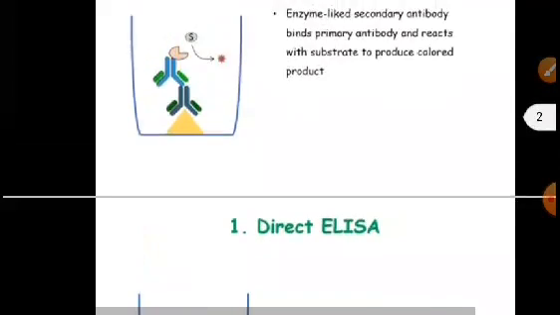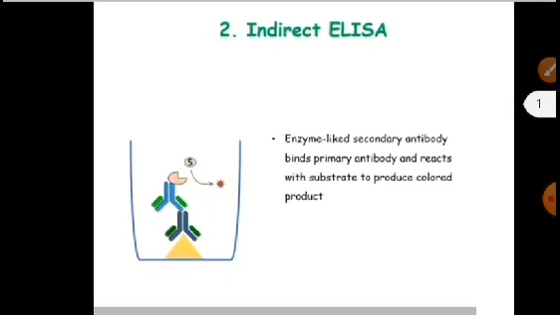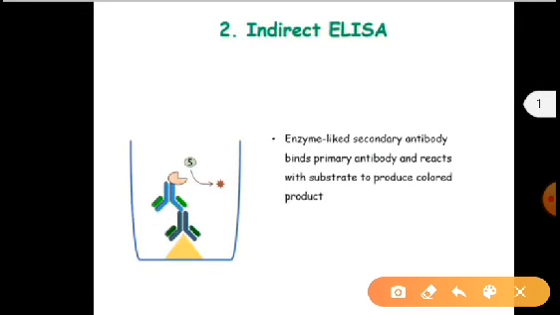The next method is indirect ELISA. So here in indirect ELISA, first we add sample. After that we add primary antibodies. Then we give it incubation. After that the sample is washed to wipe out the excess antibodies. After that secondary antibodies are added and sample is again incubated.